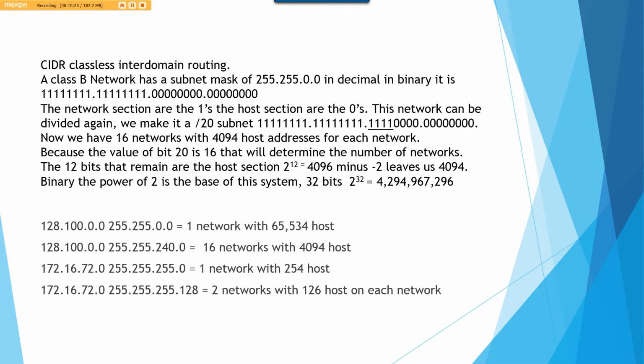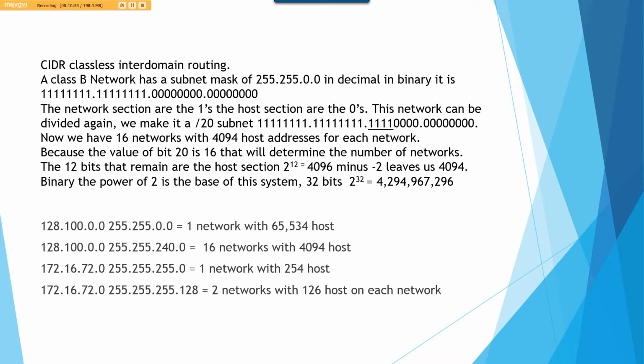Now that network may itself still be too large for some companies. So using this other network number here, we can see how we can divide this. Even this number can be divided down even more, but we're going to take network 172.16.72.0. That's this network here with a subnet mask of 255.255.255.0. Now that's going to give us one network with 254 hosts.